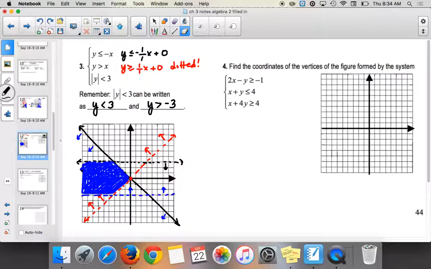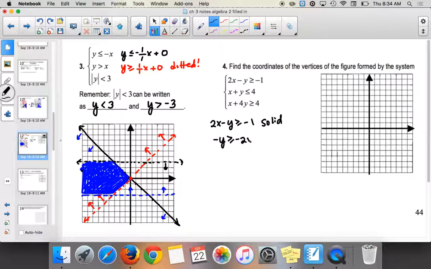All right, so let's try this one. It says find the coordinates of the vertices of the figure formed by the system. So I'm going to start with this 2x minus y is greater than or equal to negative 1. Okay, so the first thing I know is it's a solid line. I'm going to go ahead and solve for y. So I'm going to subtract my 2x over. So I get negative y is greater than or equal to negative 2x minus 1. And when I continue to solve for y, I'm going to divide by negative 1. So that's our red flag rule, right? So we have to flip that sign. So we do y is less than or equal to 2x plus 1.